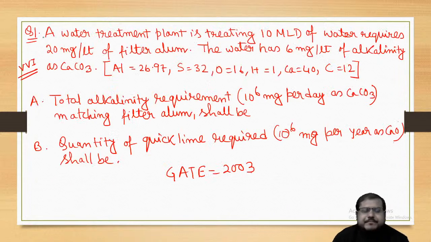So, what is the question here? A water treatment plant is treating 10 MLD of water, requires 20 milligram per liter of filter alum. The water has 6 milligram per liter of alkalinity as calcium carbonate. Molecular weights of aluminium, sulfur, oxygen, hydrogen, calcium, and carbon are given. There are two questions from one statement. Total alkalinity requirement in 10 to the power 6 milligram per day as calcium carbonate matching filter alum shall be, and the quantity of quick lime required in 10 to the power 6 milligram per year as calcium oxide shall be.